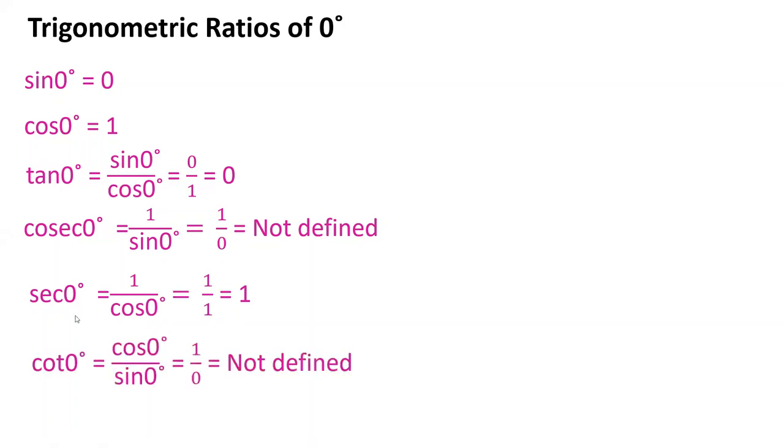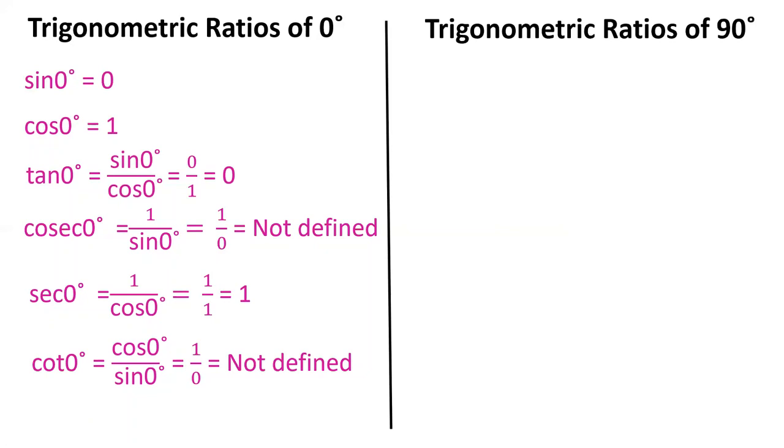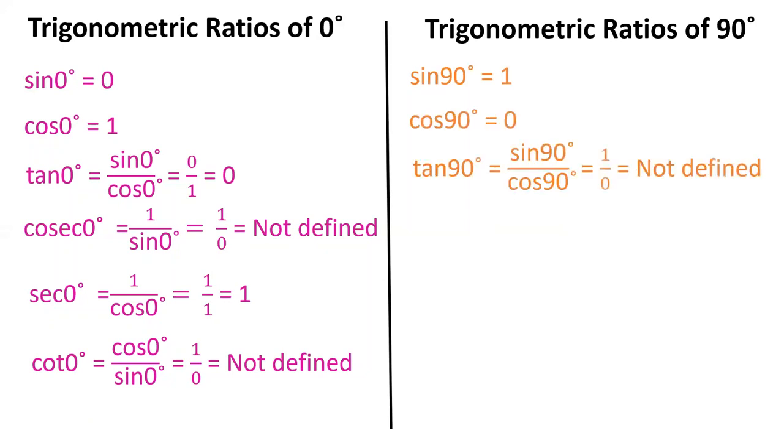Now the cot 0 degree. Cot means cos by sine. So cos 0 is 1 and sine 0 degree is 0. So 1 by 0 is not defined. It means that if you know sine 0 degree and cos 0 degree, rest all ratios you are able to find out. Correct? Now let us see the trigonometric ratios of angle 90 degree. Sine 90 degree is 1. Cos 90 degree is 0. Now from here only, we'll write down tan 90 degree, which is equal to sine 90 degree by cos 90 degree, which is equal to 1 by 0, which is equal to not defined.